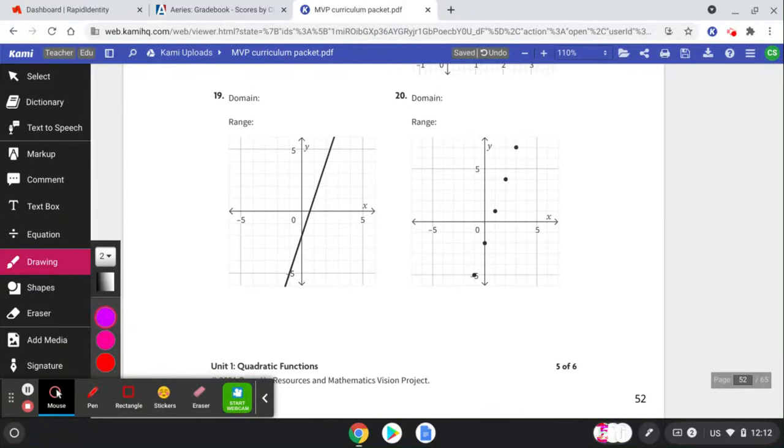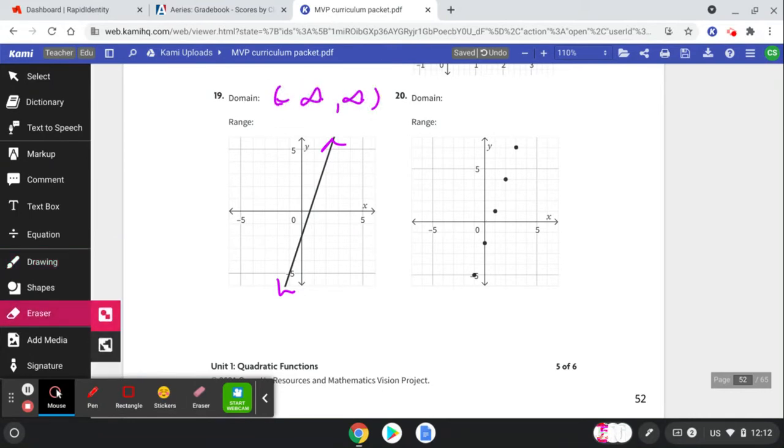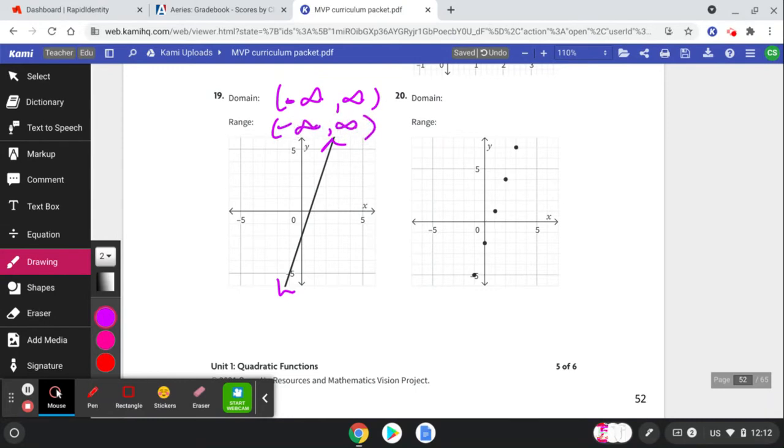Last two, notice that there's no dots on this, so we assume it goes forever. So our domain, forever left and forever right, -infinity to infinity. And our range, also forever down and forever up, from -infinity to infinity.